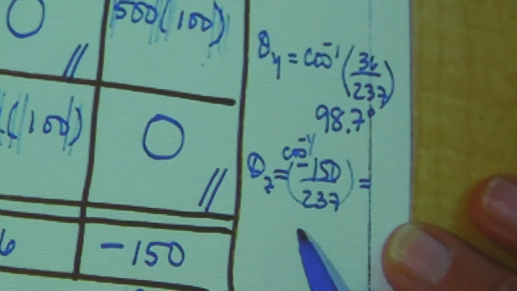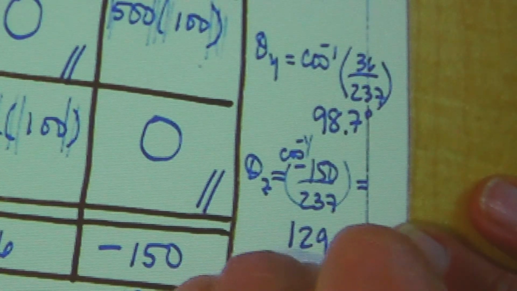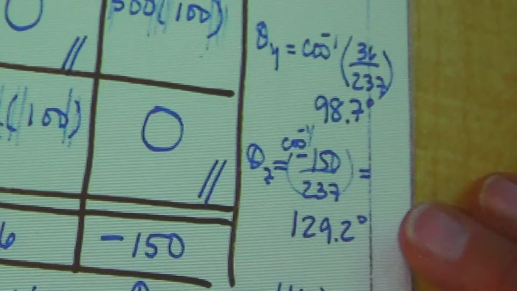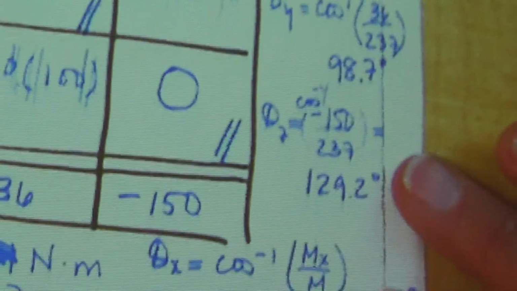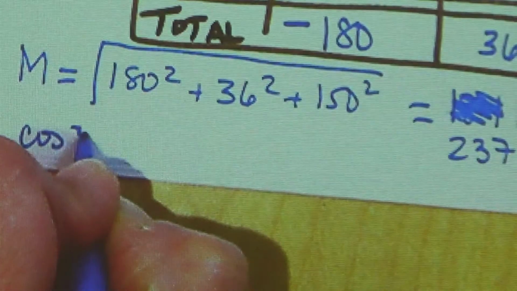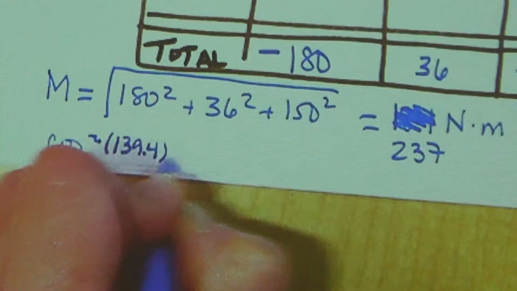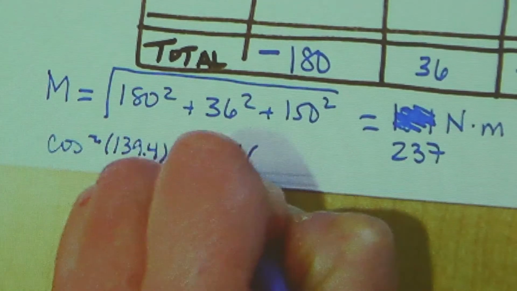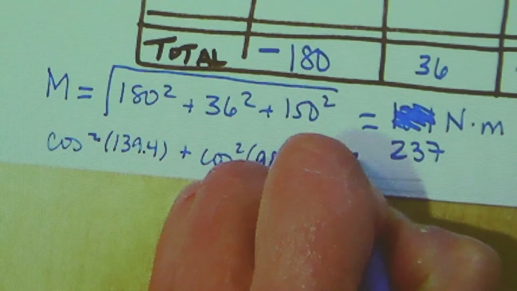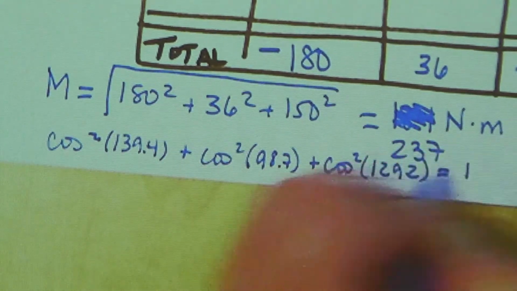And how about theta z? 129.2. Does it make sense that it's obtuse? Yes. And how can we check that? The cosine squared of 139.4 plus the cosine squared of 98.7 plus the cosine squared of 129.2. And does it come out to be 1?